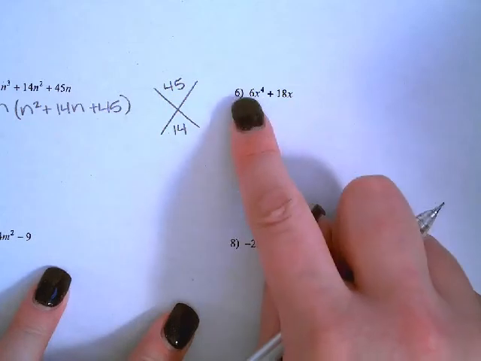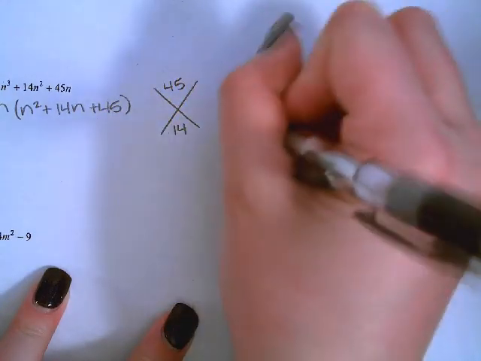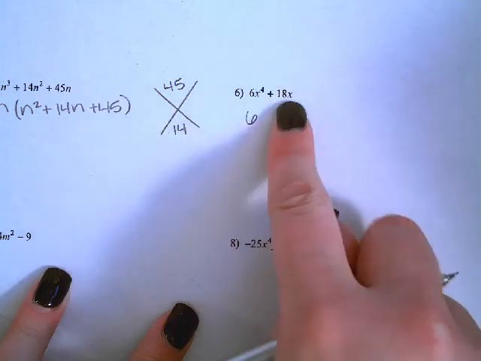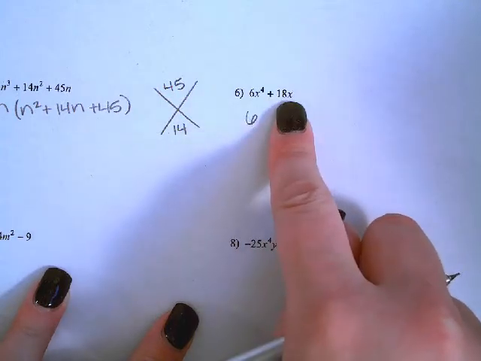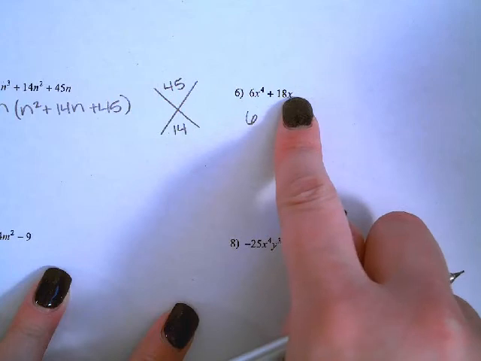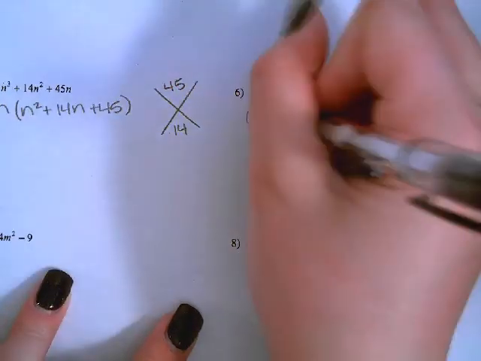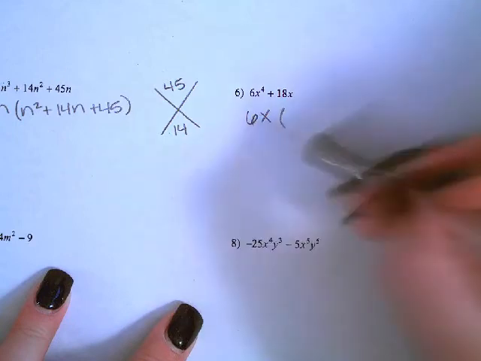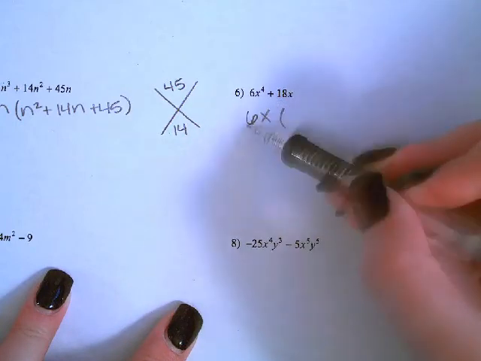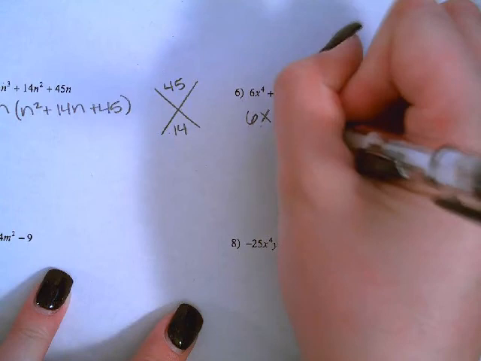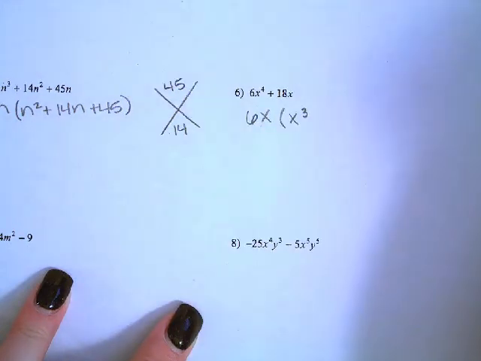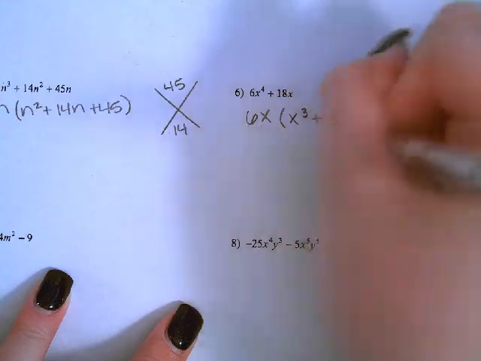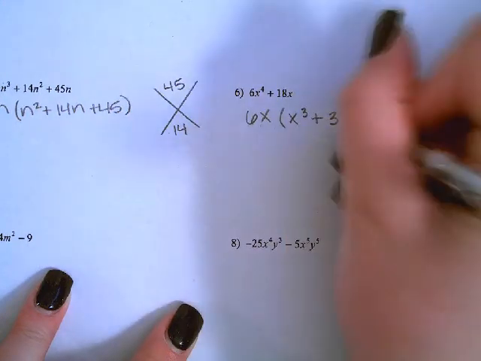So between 6 and 18, I have a GCF of 6. Between x to the fourth and x, my smallest exponent is just this x because that's kind of like x to the 1, and so that's what I'm going to take out. All right, now that I've done that, I took out the 6 already. I had x to the fourth, so now I'm going to have x cubed left over. And then 18 divided by 6 is 3. I took the x out already, so I'm done.